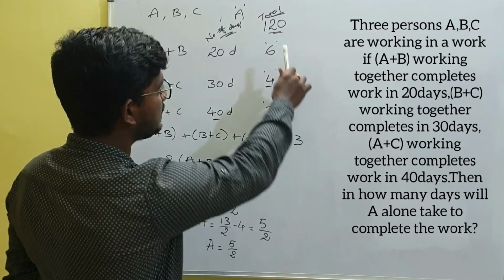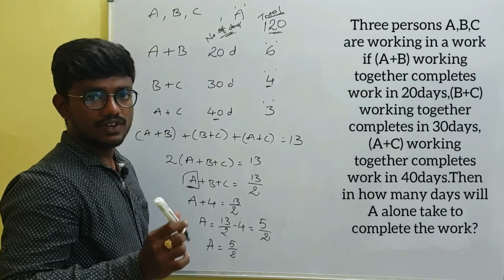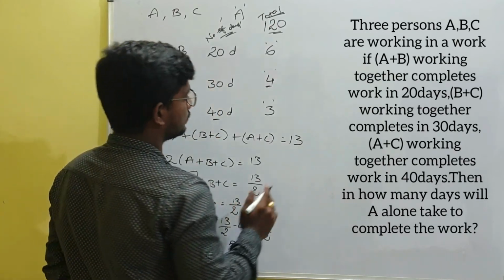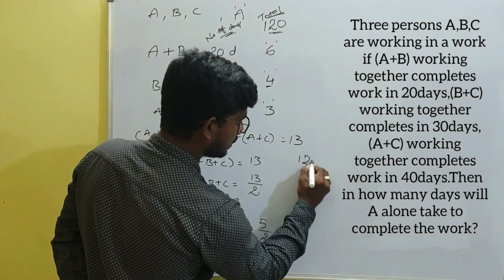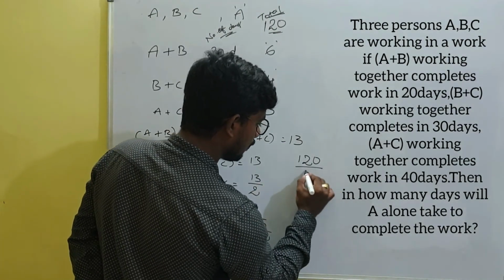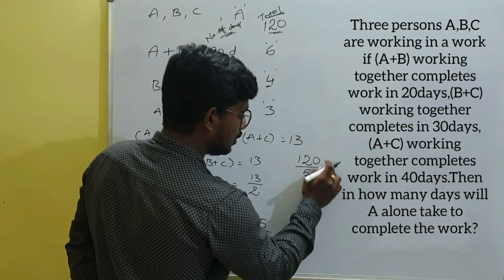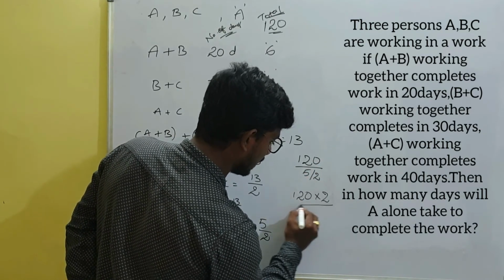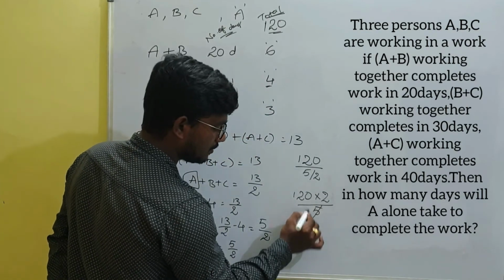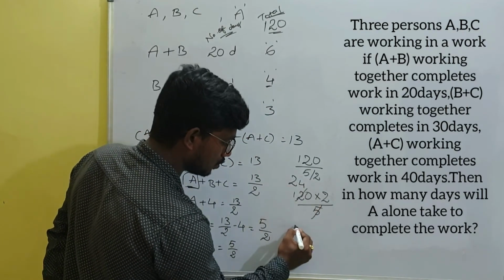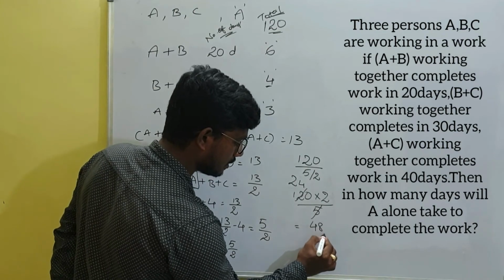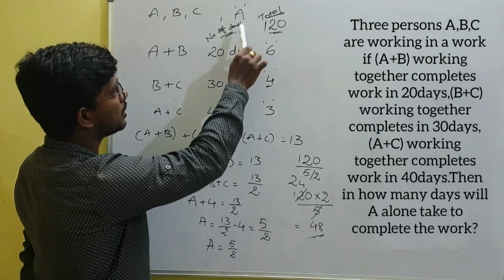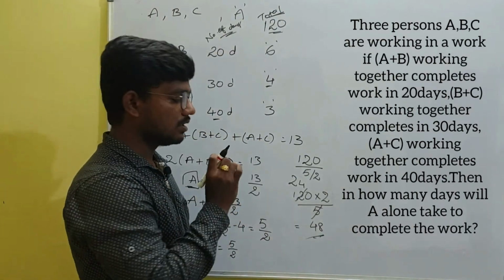So by dividing the entire work by the efficiency of A, we can get the total number of days taken by A to complete the given work. So 120 divided by 5 by 2. 2 goes to the numerator, so 120 into 2 by 5. 5 24s is 120, so what we get here is 48. So 48 is the total number of days taken by A to complete the given work.